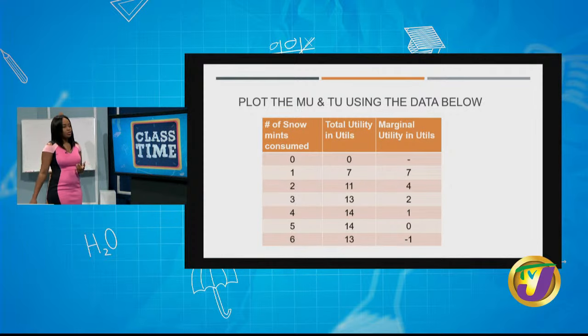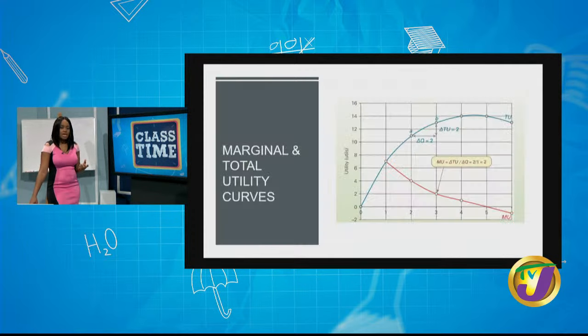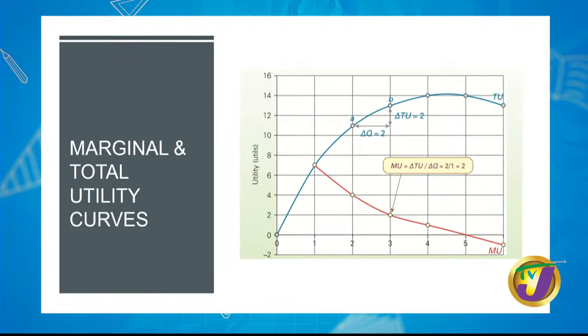Now, if you should use the data that was just showed to you to plot your total utility curve and your marginal utility curve, this is what it would look like. You'll notice the total utility curve increases sharply initially. That's when the marginal utility is at its highest. And then the curve gets a little flat because the law of diminishing marginal utility sets in, and MU is decreasing. And then we notice the total utility curve dips, and that's what happens when MU becomes negative.